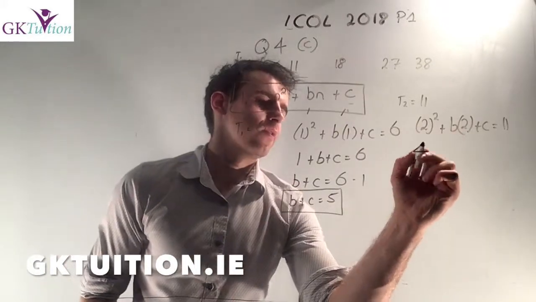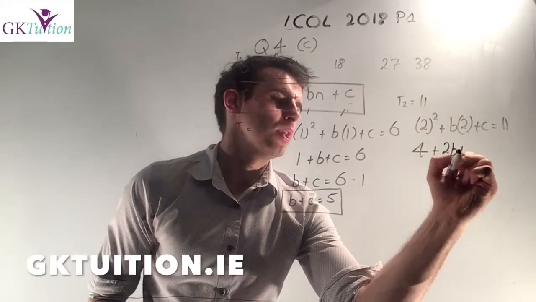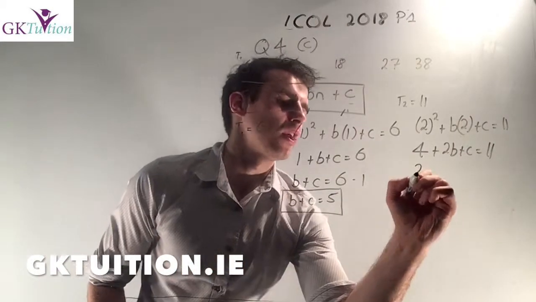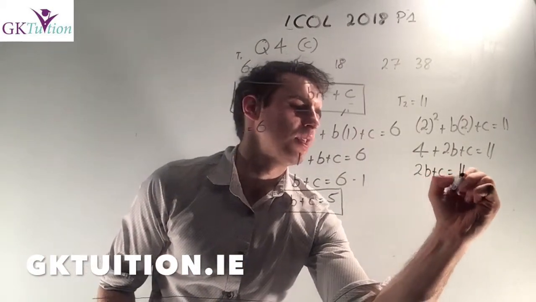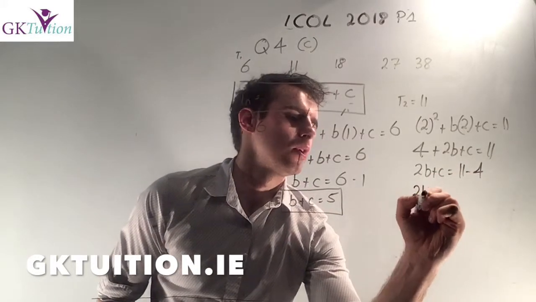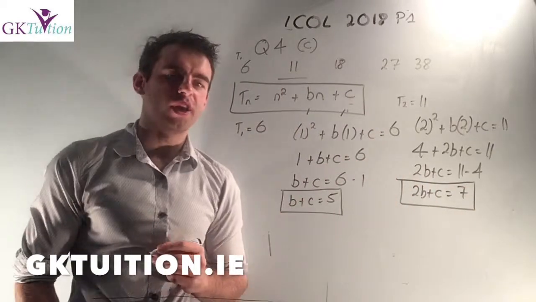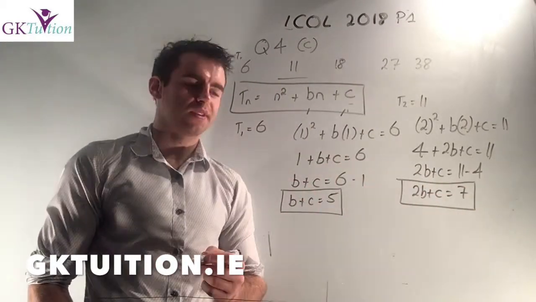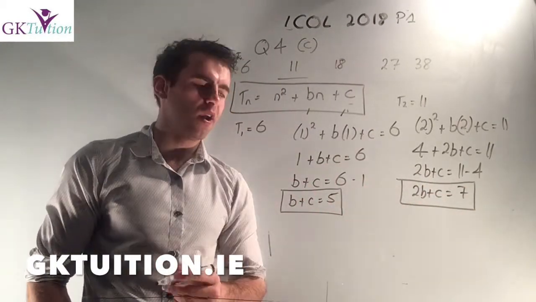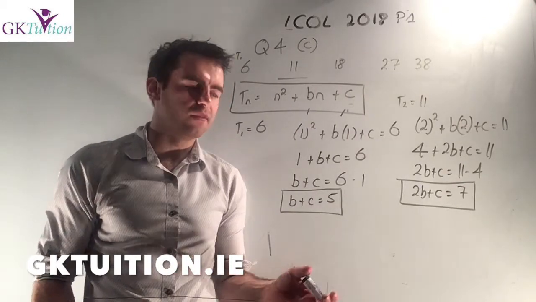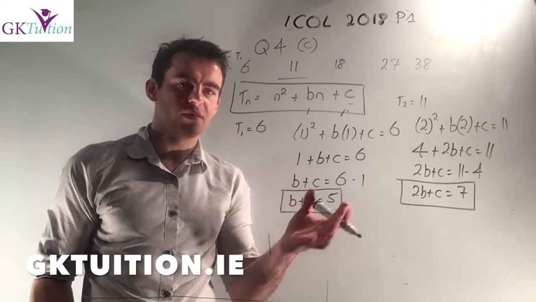2 squared is equal to 4 plus 2b plus c equals 11. If I subtract 4 from both sides, I end up with 2b plus c equals 11 minus 4. So 2b plus c is equal to 7. So my second equation is 2b plus c equals 7. If you now look at the two that I've highlighted, this is just a very basic simultaneous equation. It'll be relatively straightforward for me to find the value of b and to find the value of c.